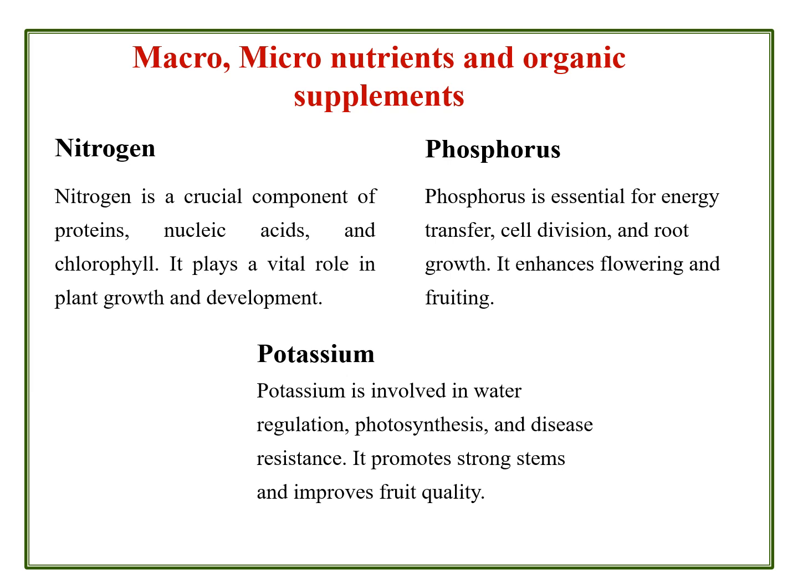Second, phosphorus. Phosphorus is essential for energy transfer, cell division and root growth. It enhances flowering and fruiting. And third, potassium. Since it is a cationic substance, potassium is involved in water regulation, photosynthesis and disease resistance, and also promotes strong stems and improves fruit quality.